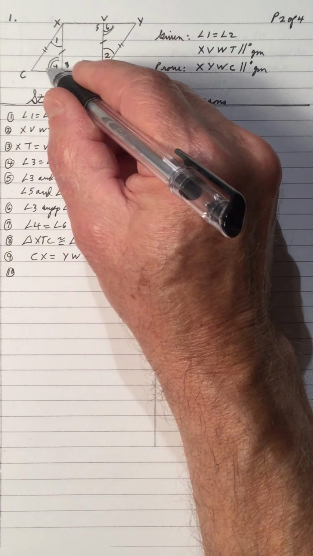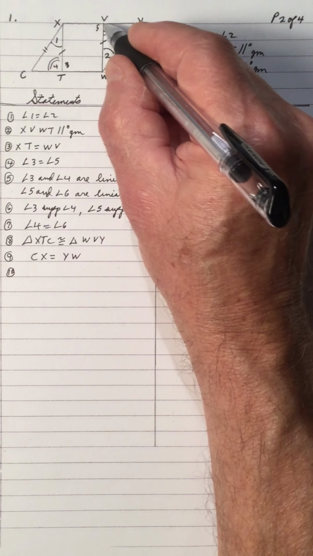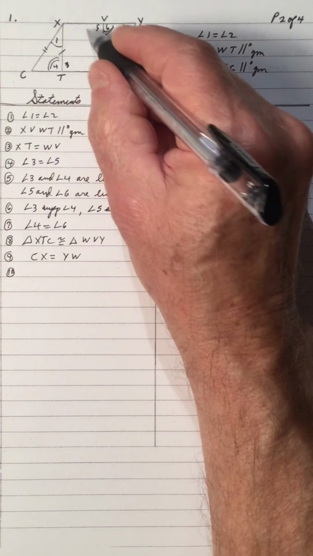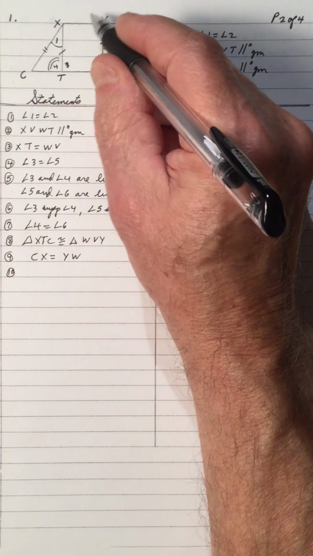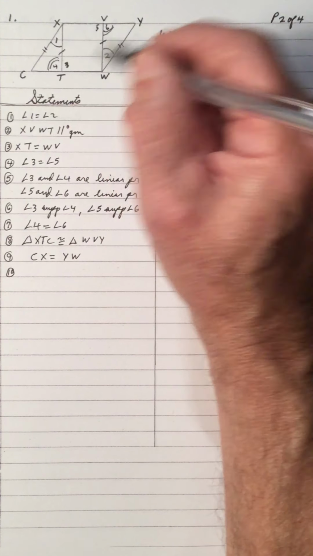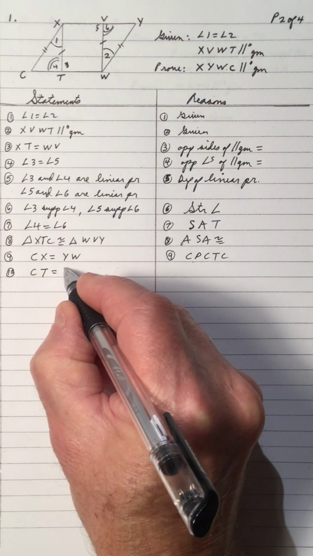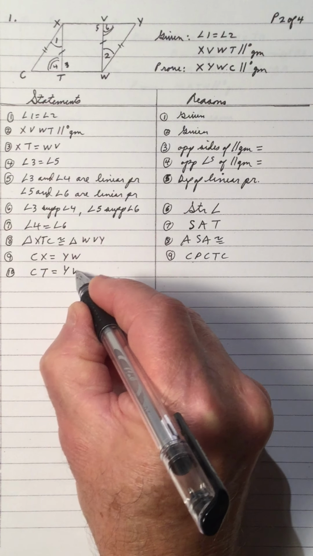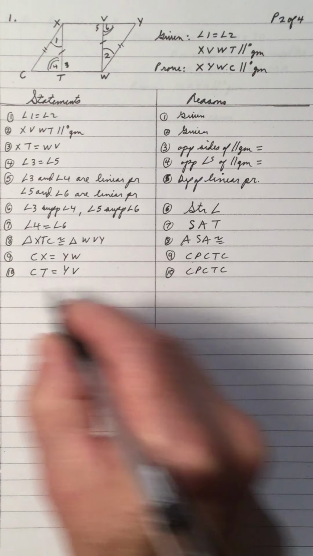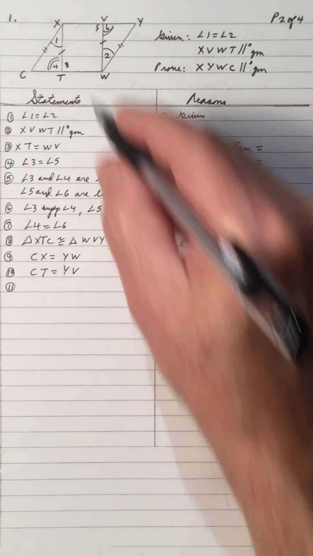As I said, I have these triangles congruent, so I also have CT and YV equal. I also have XV and TW equal because they're opposite sides of a parallelogram. If I add them together, then I'll come up with XY equals CW. So I'm going to say that CT equals YV, and that's also CPCTC in the two triangles.